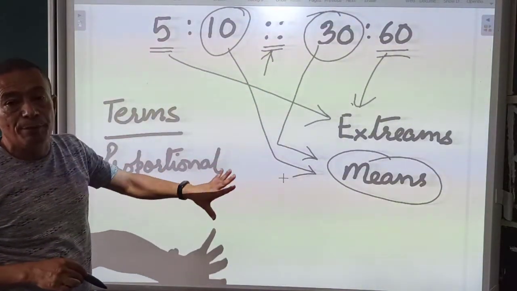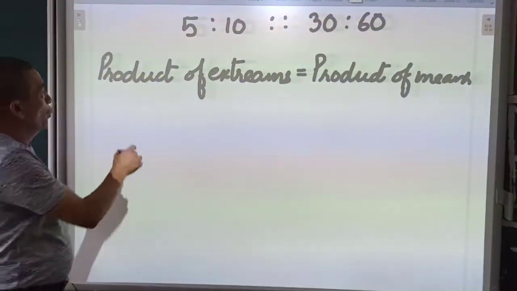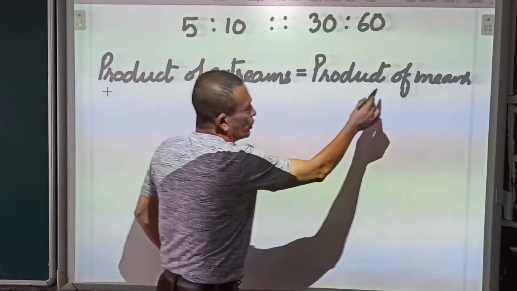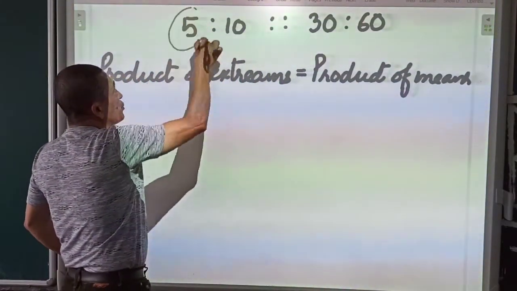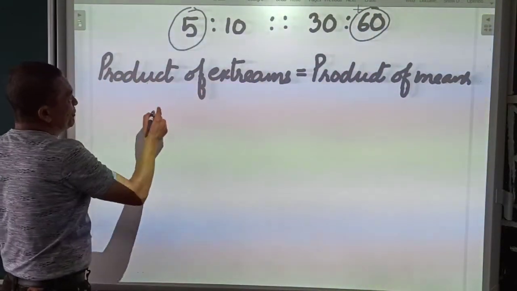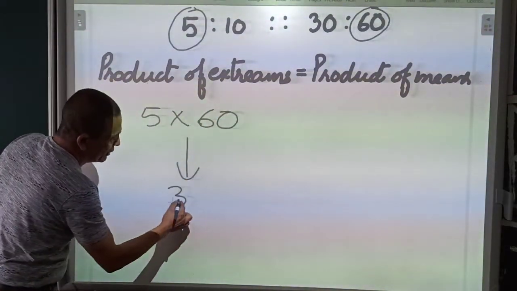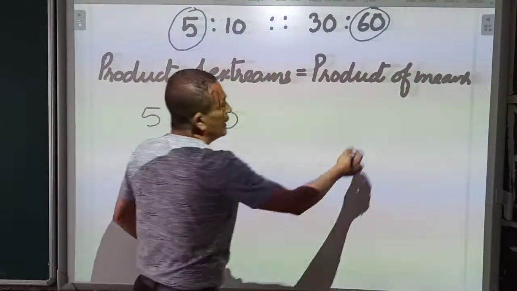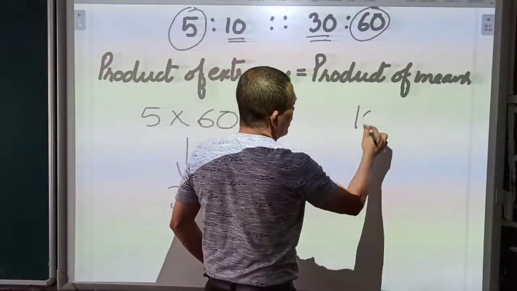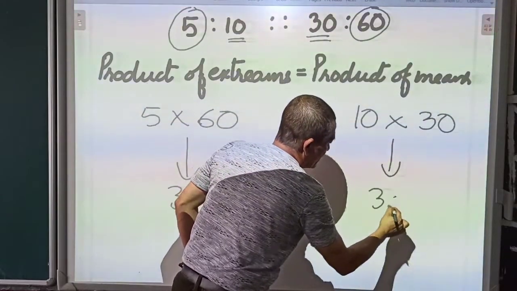Taking the extremes and the means into consideration, one important thing comes here now. The product of the extremes is equal to the product of the means. The extremes were 5 and 60. So the product of the extremes means 5 multiplied by 60, which gives us 300. Similarly, for the product of the means, 10 and 30 were the means. So 10 into 30 also gives us 300.